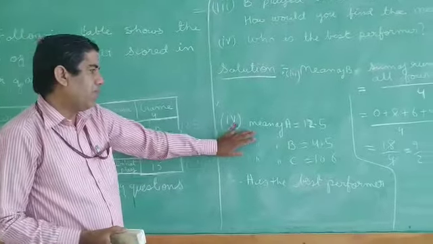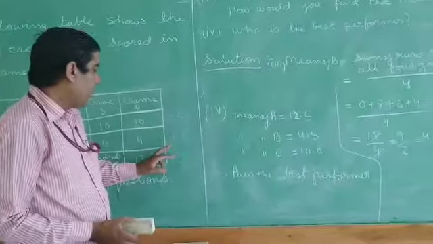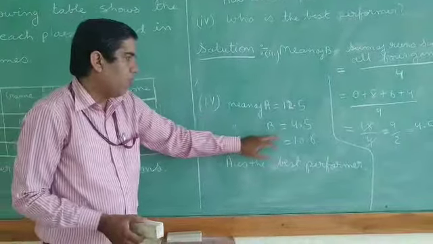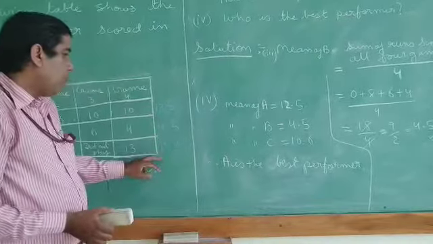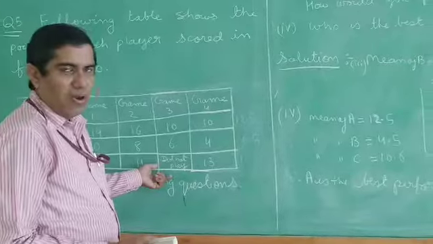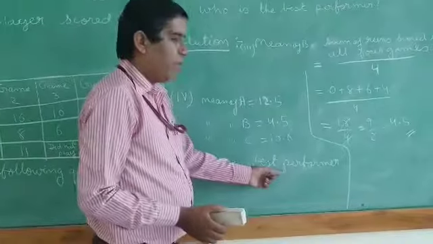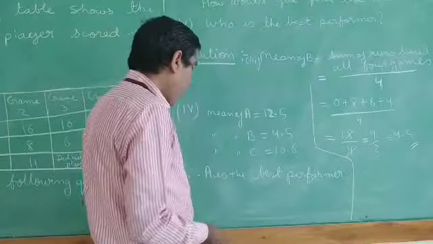Fourth part, I am discussing once again. Mean of A is 12.5, already found in the first part. Mean of B, just now I found here, it is 4.5. And mean of C is 10.6 coming here, and he has not played one game, so we will divide by 3. So who is the best performer? A is the best performer. And this question completes over here.